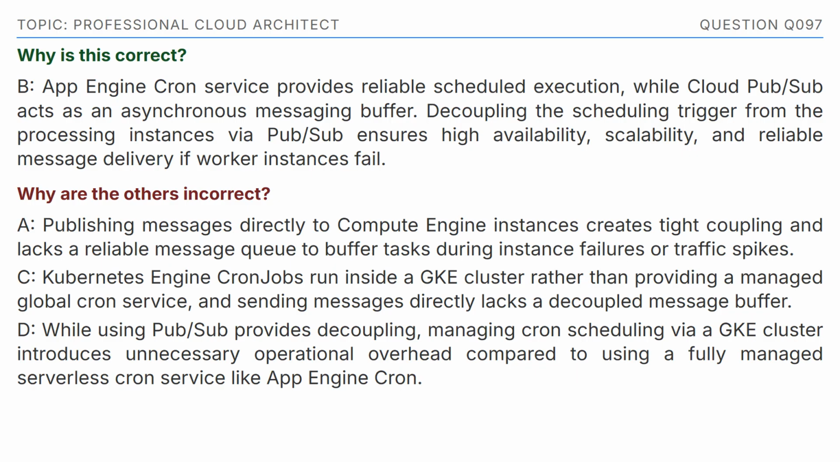A. Publishing messages directly to Compute Engine instances creates tight coupling and lacks a reliable message queue to buffer tasks during instance failures or traffic spikes. C. Kubernetes Engine cron jobs run inside a GKE cluster rather than providing a managed global cron service, and sending messages directly lacks a decoupled message buffer. D. While using Pub/Sub provides decoupling, managing cron scheduling via a GKE cluster introduces unnecessary operational overhead compared to using a fully managed serverless cron service like App Engine Cron.